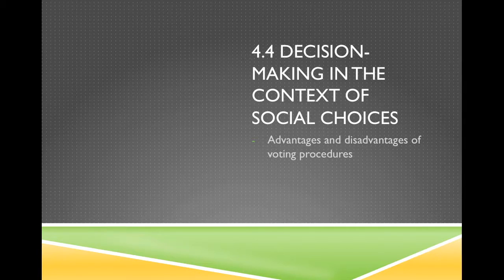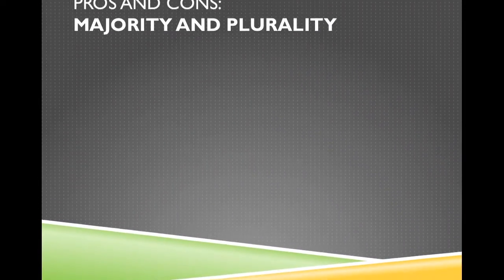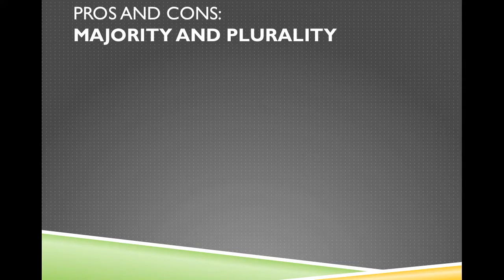So I'm going to talk to you about the advantages and disadvantages of each of the different voting procedures that we talked about in the last lesson. And we're going to talk about what makes a satisfied and a dissatisfied voter depending on the voting procedure that you picked. So let's talk about first just the pros and cons of all the different types of voting that we looked at.